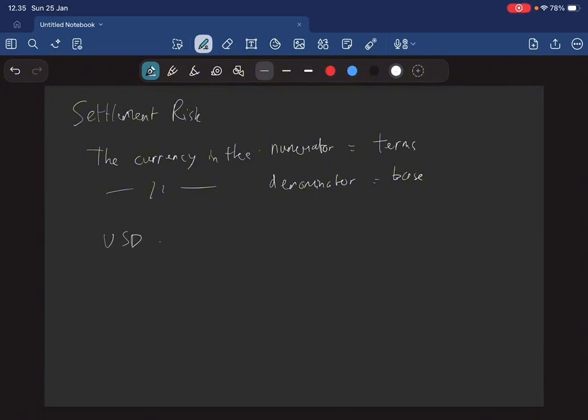Okay, next, assuming one of the currencies involved is the US dollar. When the US dollar is in the numerator, the currency is quoted in USD terms. But when the US dollar is not in the numerator, the currency is quoted in European terms. So this is in USD terms. This is in European terms.